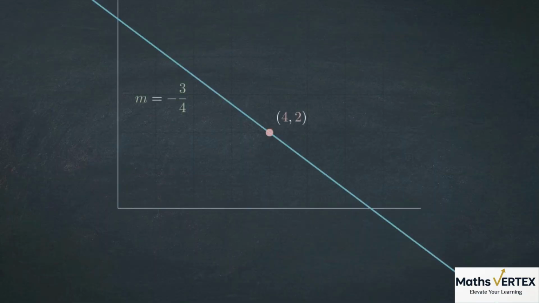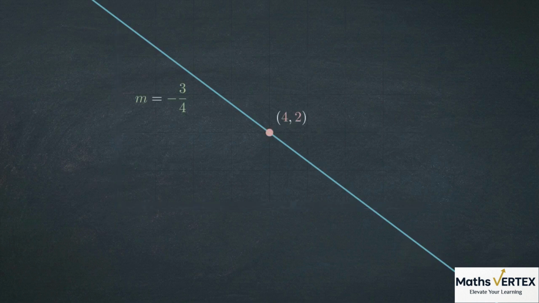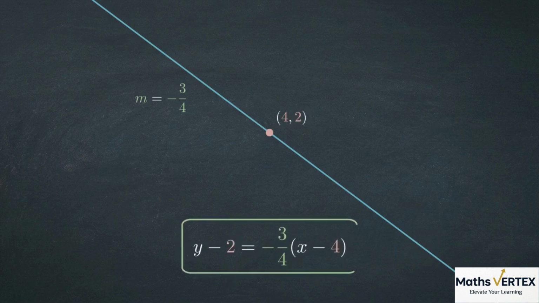If the y-axis is hidden or the intercept is a messy fraction, we shift to the point-slope formula. This allows us to define the line using only the gradient and one known coordinate, like our point at 4, 2. In this formula, m remains the gradient, while x1 and y1 represent the x and y values of our specific coordinate. We substitute -3/4 for the gradient, 4 for x1, and 2 for y1. This results in the equation y minus 2 equals -3/4 times the quantity x minus 4.